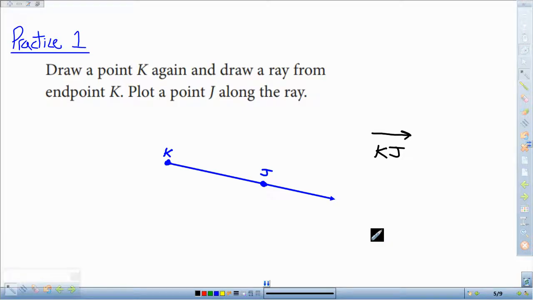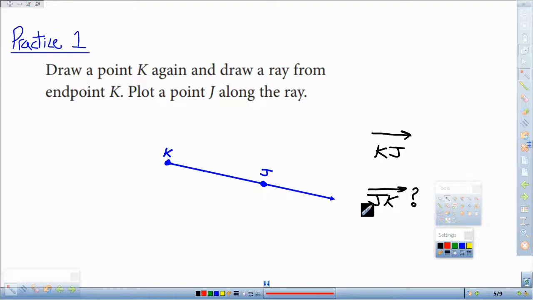Here's a quick question. Can I also call this ray JK? What do you guys think? No, I cannot. If you remember, when you name a ray, you have to start with its endpoint, and J is not the endpoint of this ray. If I were to have a ray JK, it would be something like this.